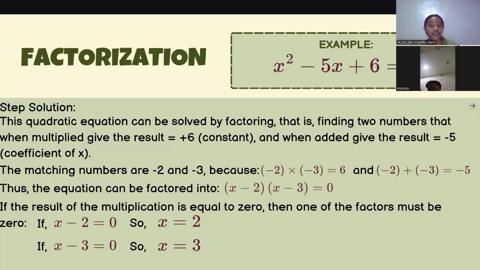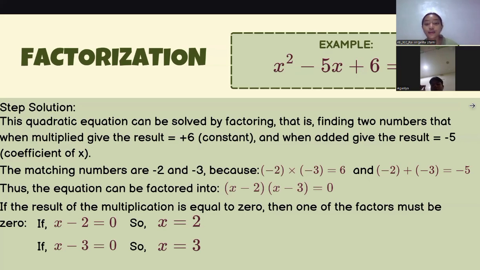Now, let's look at this slide. We will learn our first method to solve a quadratic equation, which is factorization. Let's consider the example x squared minus 5x plus 6 equals 0. To solve this using factorization, our goal is to find two numbers that satisfy two conditions. First, when the numbers are multiplied, the result must be the constant term, which is positive 6. This is called the product.